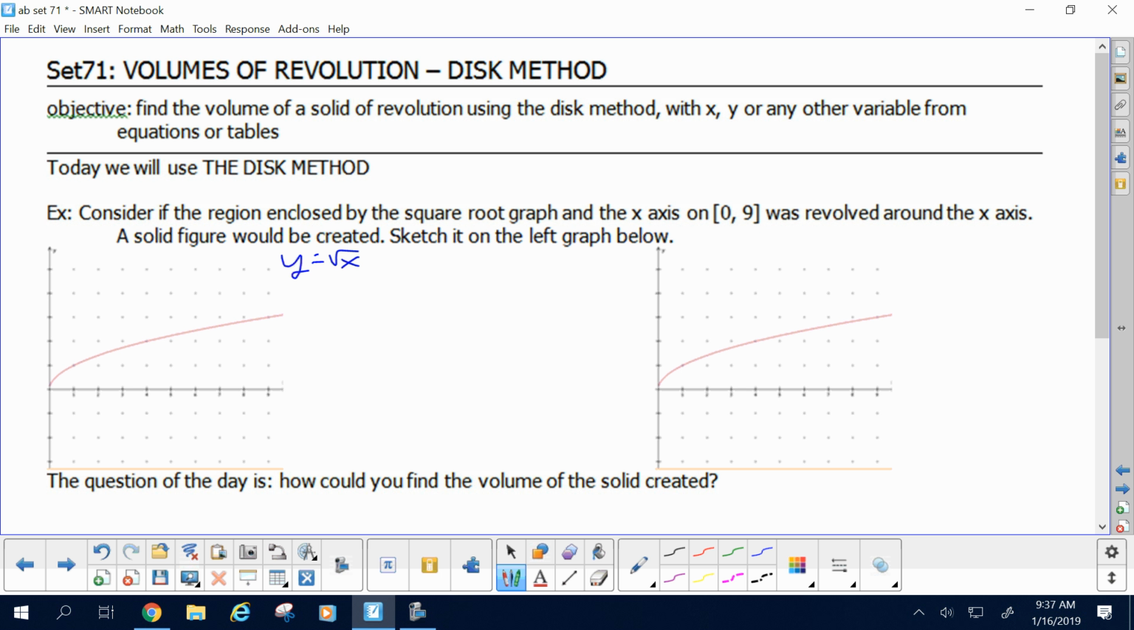If this region from 0 to 9 was revolved, if this two-dimensional region then was revolved about the x-axis, so if you took this region and revolved it around the x-axis, then you would get a three-dimensional figure called a solid of revolution.